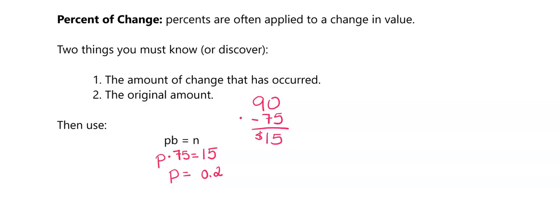That's not a percent, that's a decimal. I'm going to convert it to a percent by moving my decimal 2 places to the right, and that ends up being 20%. So my percent of increase was 20%. Or another way of saying it is the change in price from $75 to $90 is a 20% increase. That is the percent of change.